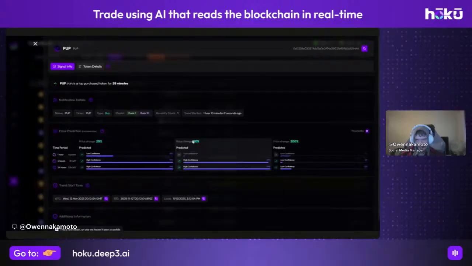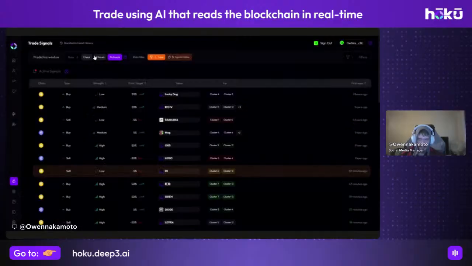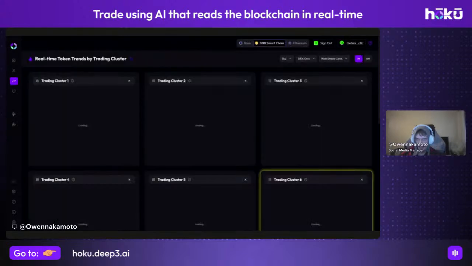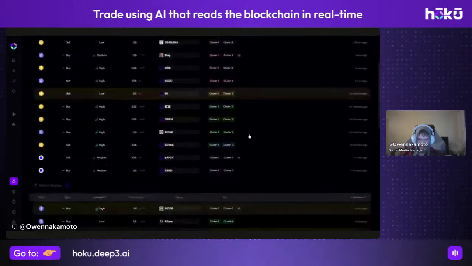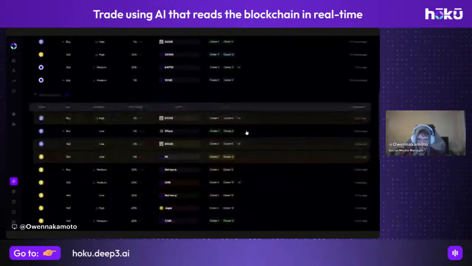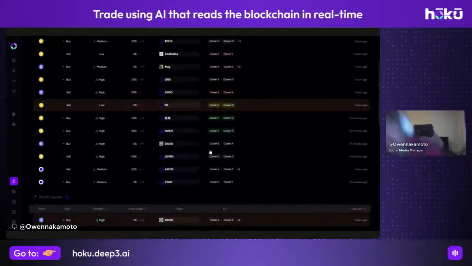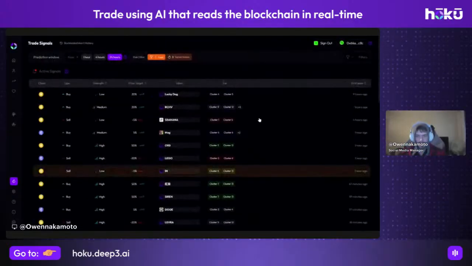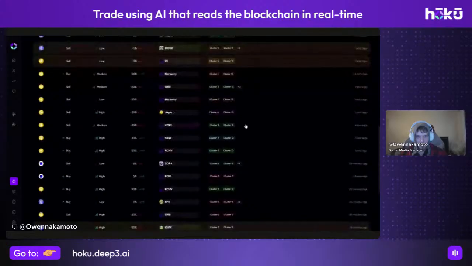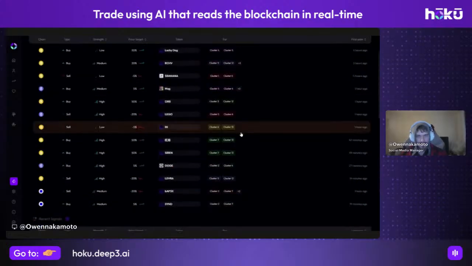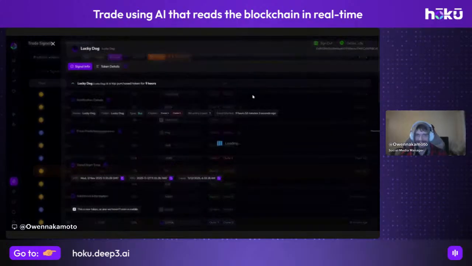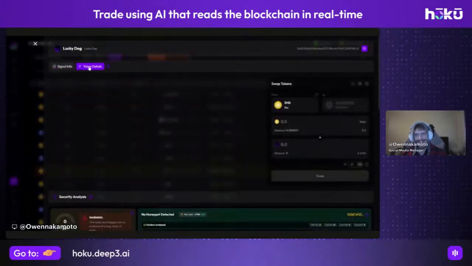Pop. What's Pop doing? Where'd Pop go? I didn't click. It disappeared. What the hell? And Thanos snapped it. Oh shit.